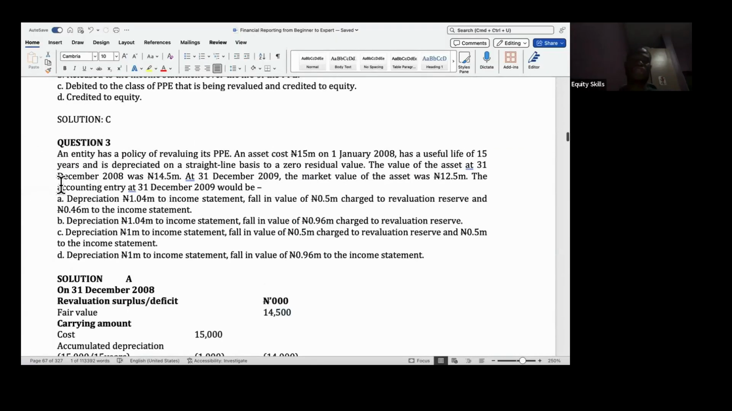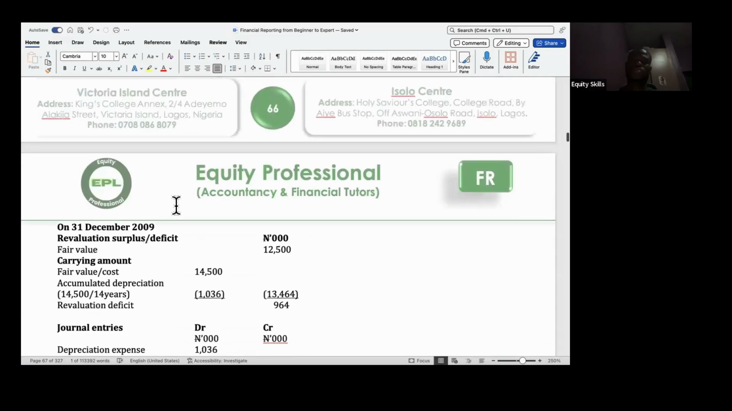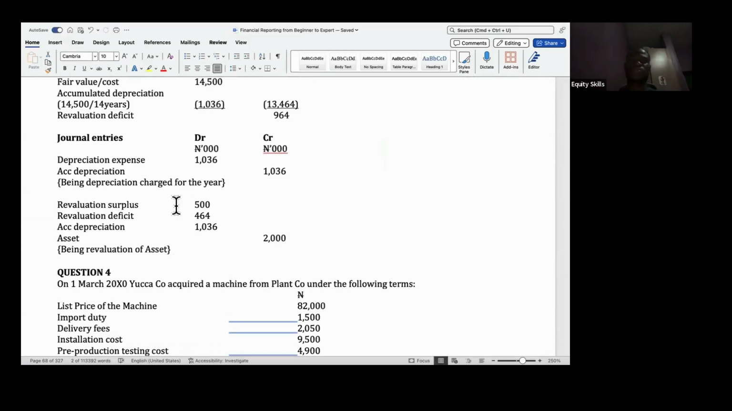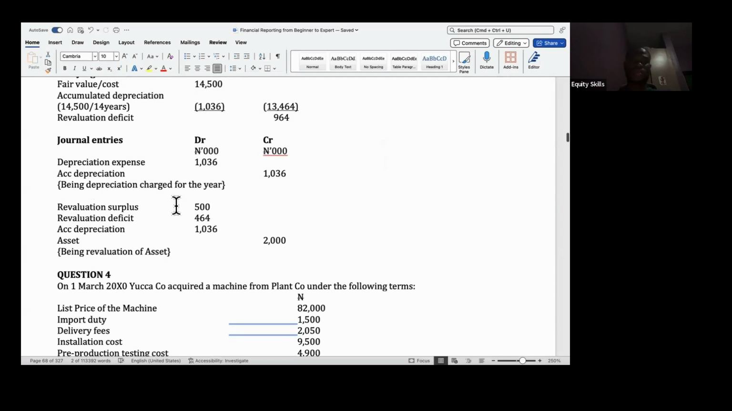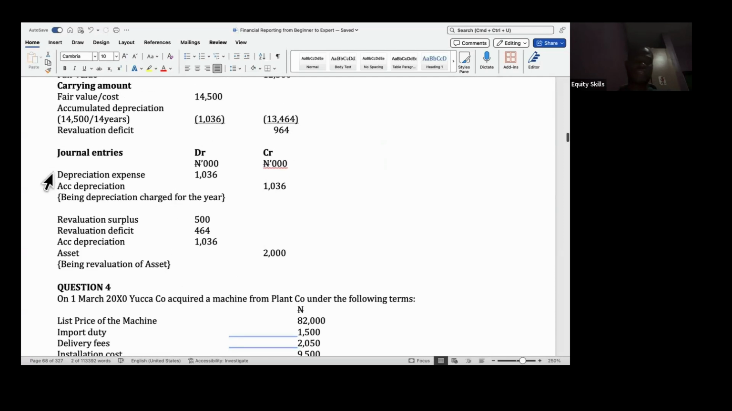Now, how do we do the accounting entry? Now, the journal entry. When you want to do the journal entry for this year, the first thing I sorted was the depreciation for the year, this depreciation for this current year. You debit P&L, you credit accumulated depreciation. Then I put my narration, being depreciation charged for the year.